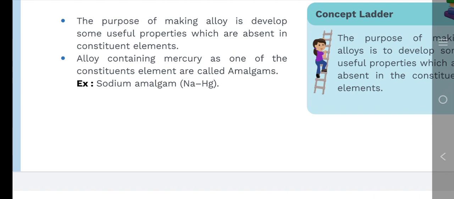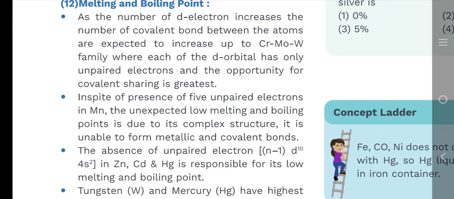Alloy formation. Alloy is a mixture of two or more different metals. D-block metals readily form alloys due to almost the same metallic radii. Size difference is less than 15%. Example: brass is an alloy of copper and zinc. Bronze is an alloy of copper and tin. The purpose of making alloy is to develop some useful properties which are absent in constituent elements. Alloys containing mercury as one of the constituent elements are called amalgams. For example, sodium amalgam, NaHg.